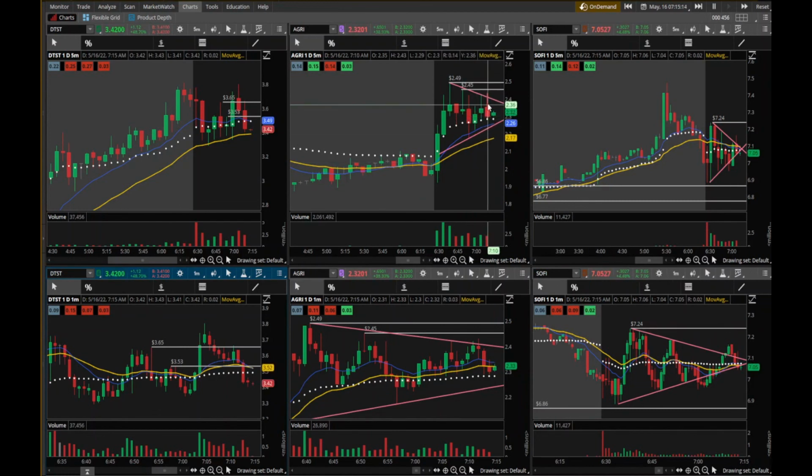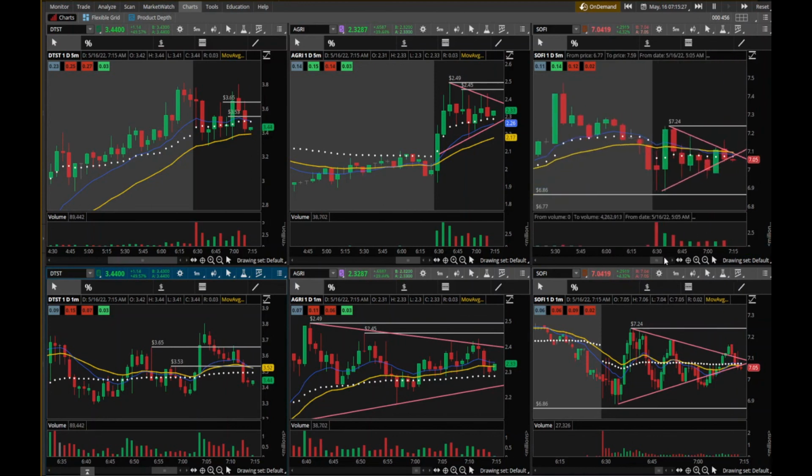Got this red candle with a long upper wick that broke out a little bit. Couldn't hold, came back down, closed here. So I would expect to see this come down some more. And this one's already coming down. Just same kind of thing. Red candle, broke out but pulled back. And now it's coming down. So, yeah, it already happened here on DTST.